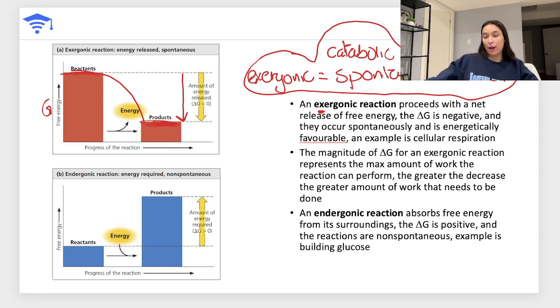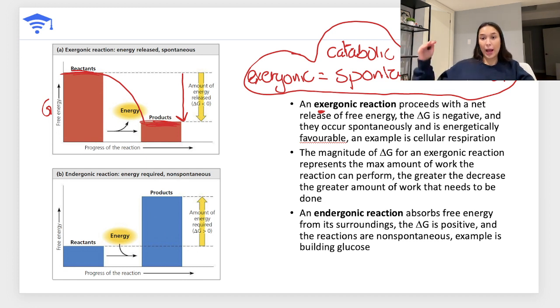The magnitude of this delta G for an exergonic reaction represents the max amount of work that the reaction can perform. The greater the decrease, the greater the amount of work that can be done. So this means that when we're looking at the release of energy, you can have different magnitudes of delta G. The amount of delta G is going to indicate how much energy was released. If you had negative 100 versus negative 120, negative 120 is saying that you're releasing more energy.